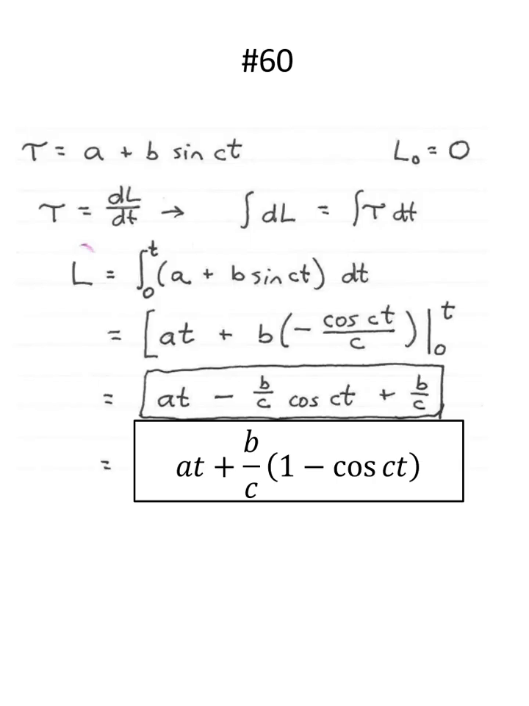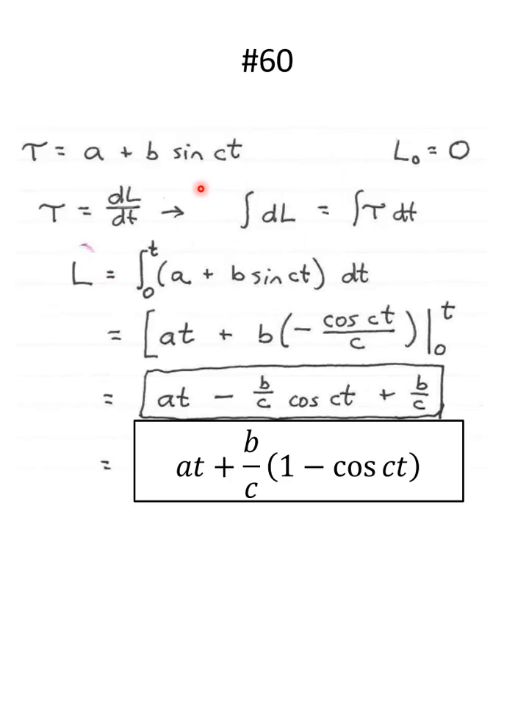Number 60. A time-dependent torque given by tau equals a plus b sine ct is applied to an object that's initially stationary but is free to rotate. A, b, and c are constants. Find an expression for the object's angular momentum as a function of time, assuming the torque is first applied at t equals 0. All right, so we have our time-dependent torque, a plus b sine ct. It says initial angular momentum is 0. And we want an expression for angular momentum, L.